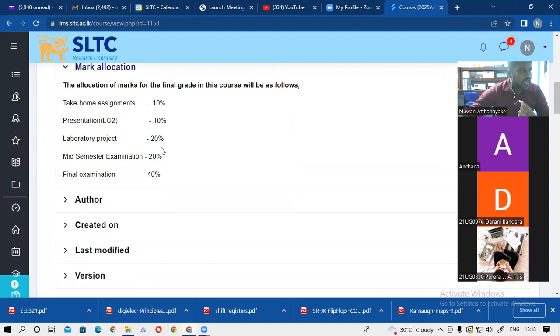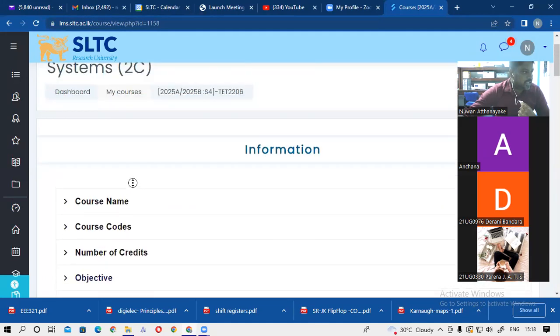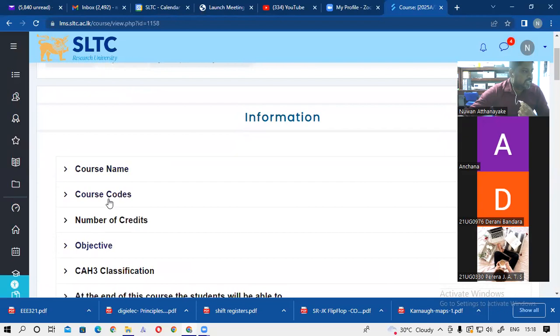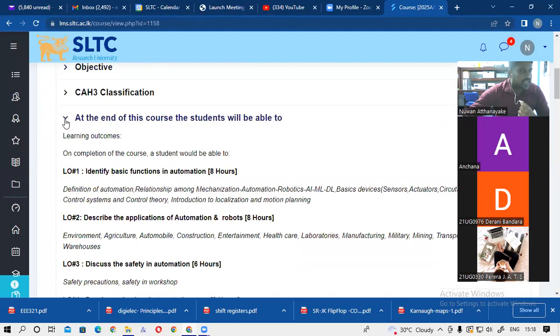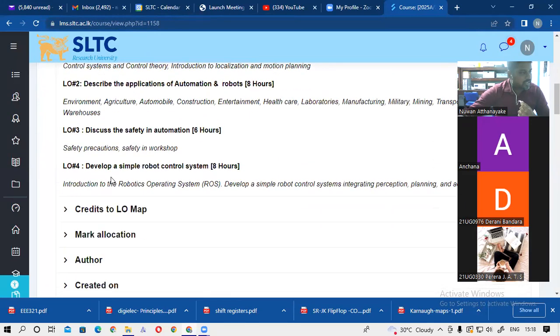And you have the laboratory project, which is related with learning outcome four. Can you understand what I'm saying? I hope you can understand. These are the general information I'm trying to give you.